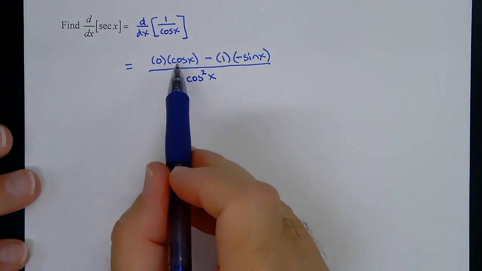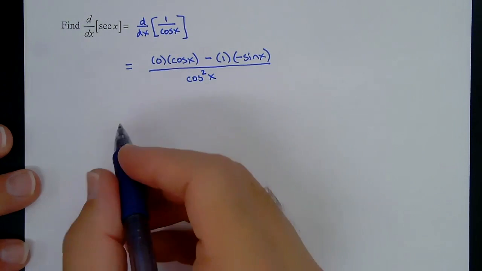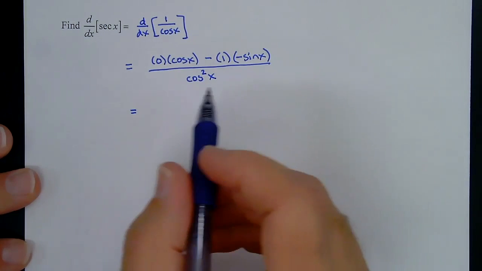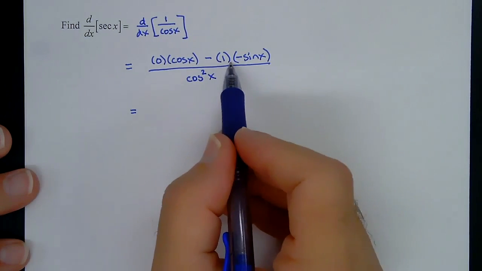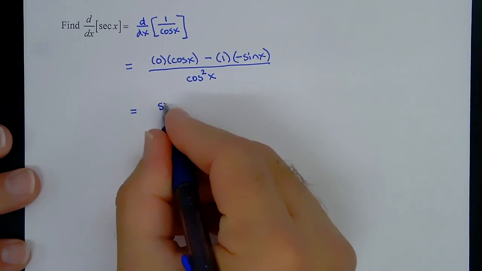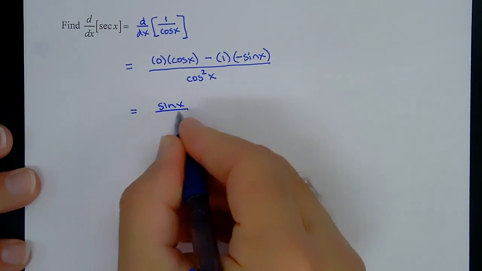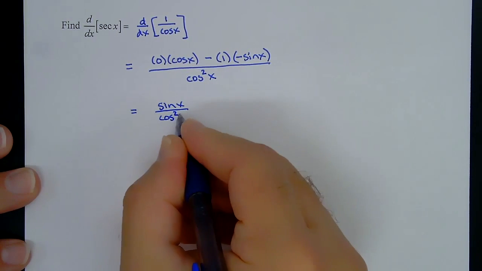So 0 times cosine x, that's going to just be cosine x. I'm sorry, it's going to be 0. Sorry. That's going to be 0. And then this is going to be sine x. So we have sine x over cosine squared x.